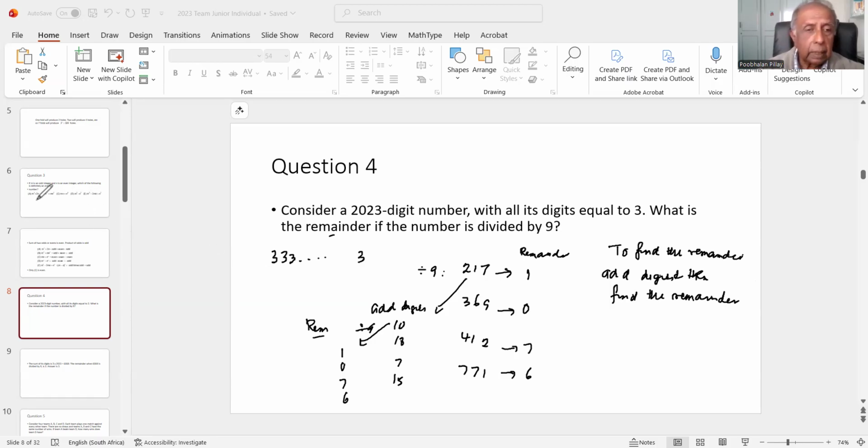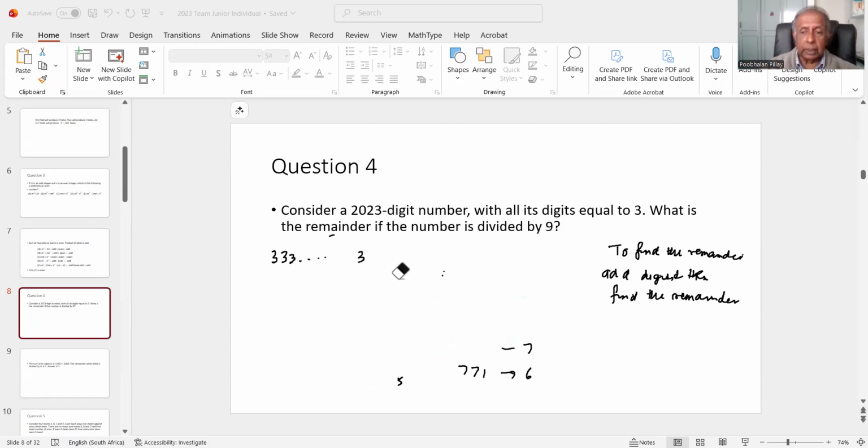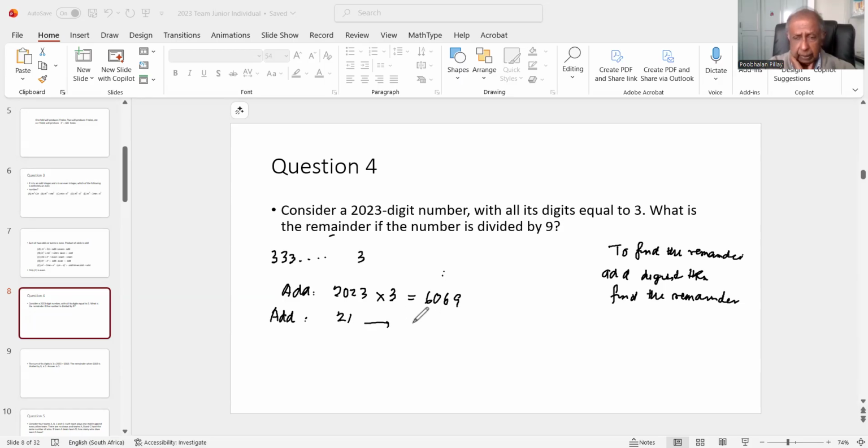Okay, so bearing that in mind, you've got this very large number, and you want to divide this by 9. So you add up all the digits. You got 2023 threes. So you will get 6069. So this sum is 6069. And now you have to divide this by 9 and find what the remainder is. But you can do the same thing, repeat this, and you'll get 21. 6 plus 9, divide by 9, the remainder is 3.